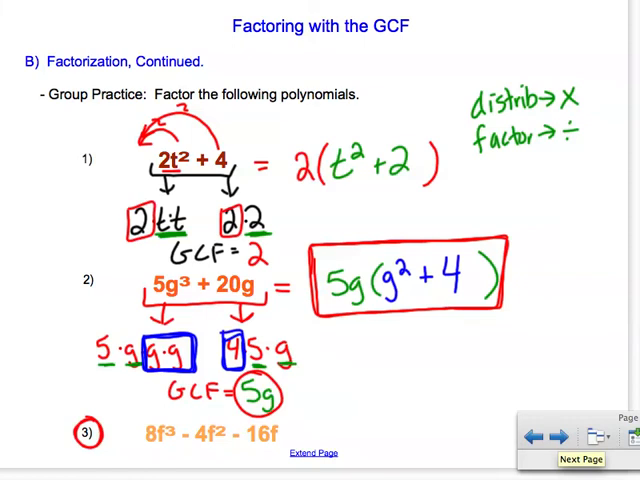Number 3, I want you guys to try this one definitely on your own. I'm going to work way over here in the corner, and I'll be writing as you guys write. But give number 3 a try. You're looking for the greatest common factor of all 3 of those things.